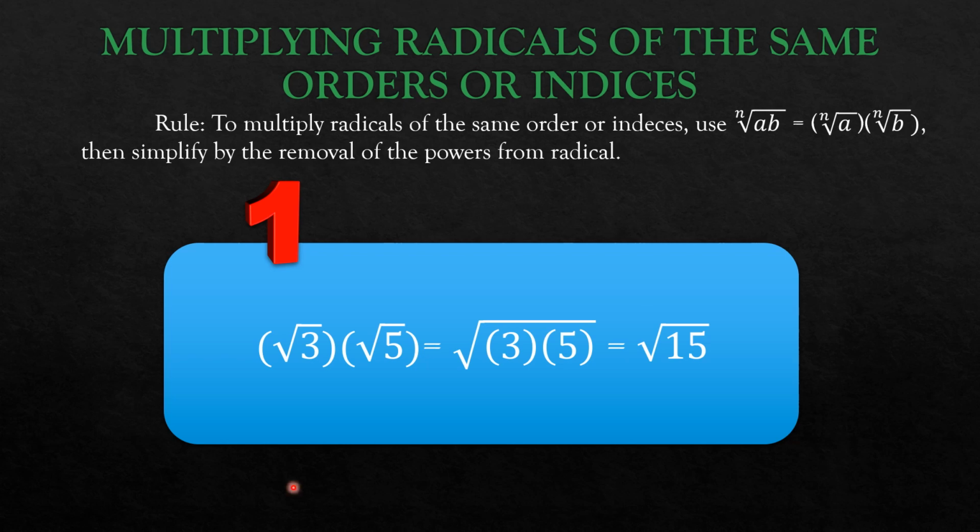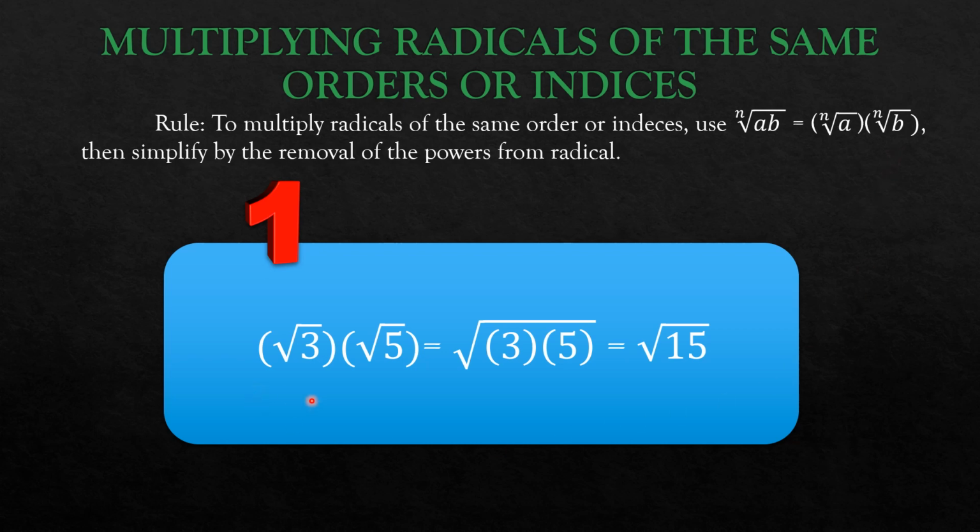To multiply radicals of the same order or indices, use the rule: the nth root of AB is equal to the quantity nth root of A times the quantity nth root of B. Then simplify by the removal of the powers from the radical.